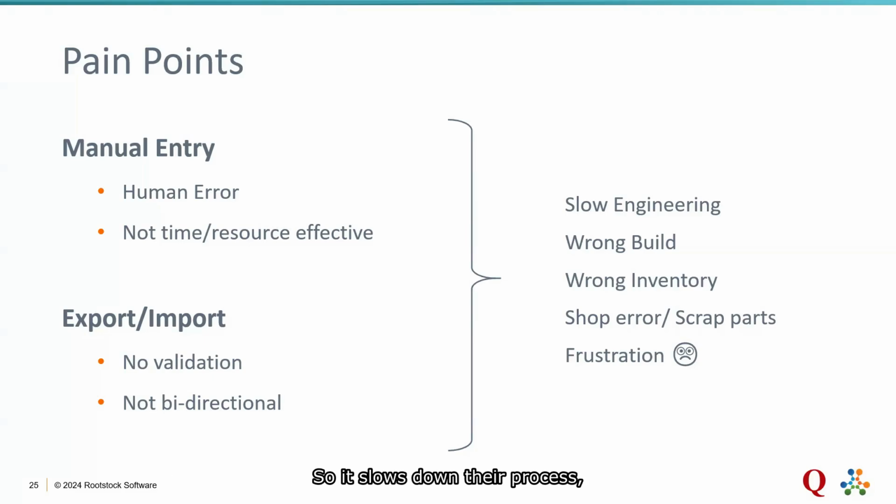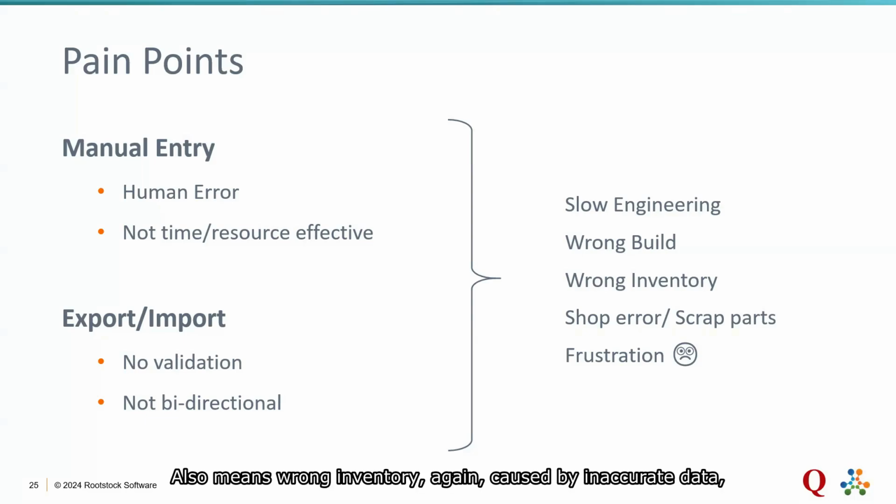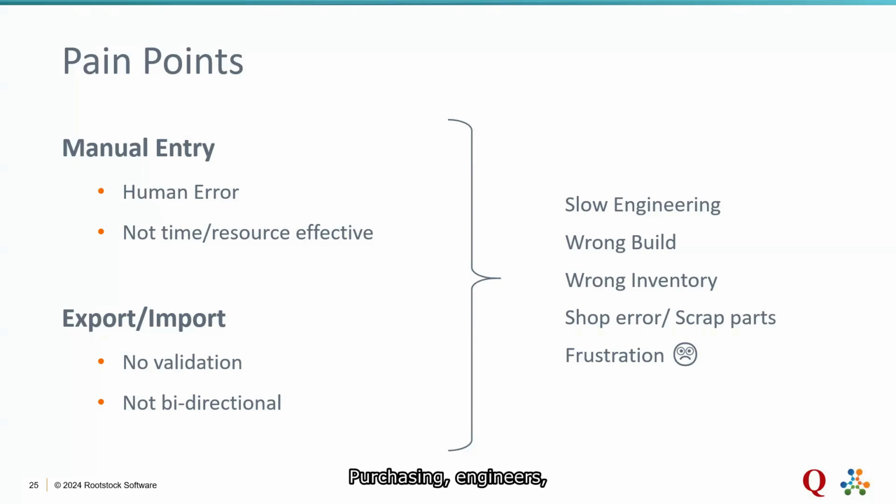So it slows down their process. They have less time spent on actual engineering products and design work and actually helping the customers that you provide to. Next, it also means that there's wrong build situations, again, caused by inaccurate data and downstream confusion from the shop floor and purchasing because the BOMs were not accurate in Rootstock or your CAD system. Also means wrong inventory, again, caused by inaccurate data, shop floor errors, scrap parts, and overall just frustration from your shop floor, purchasing, engineers, and in turn, the company overall as well.